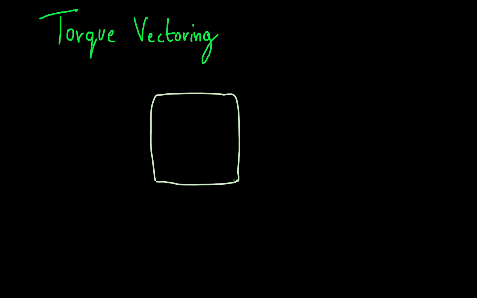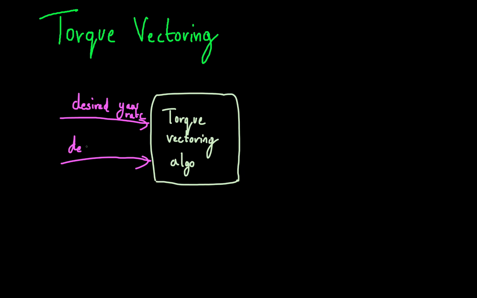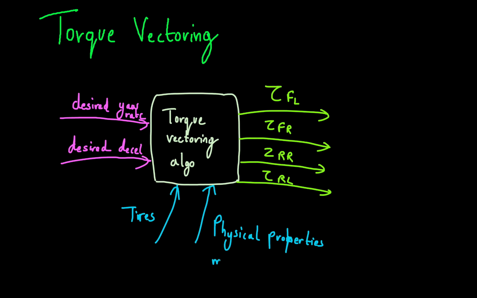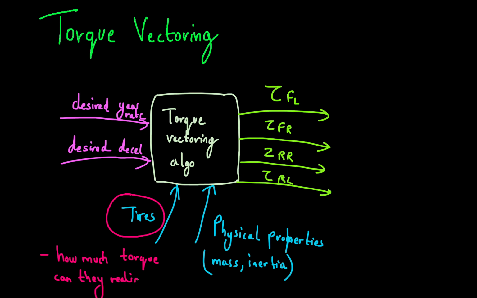So let's try to see what the inputs and outputs to the torque vectoring algorithm look like. The torque vectoring algorithm that we want to build for our use case here will take in two inputs, the desired yaw rate and desired deceleration. It will spit out torques that need to be sent to each of the four wheels. And as you might have imagined, it also needs tire info along with the physical properties of the car to compute an optimal set of brake torques. Tire info essentially tells the algorithm how much torque a given tire can realize.